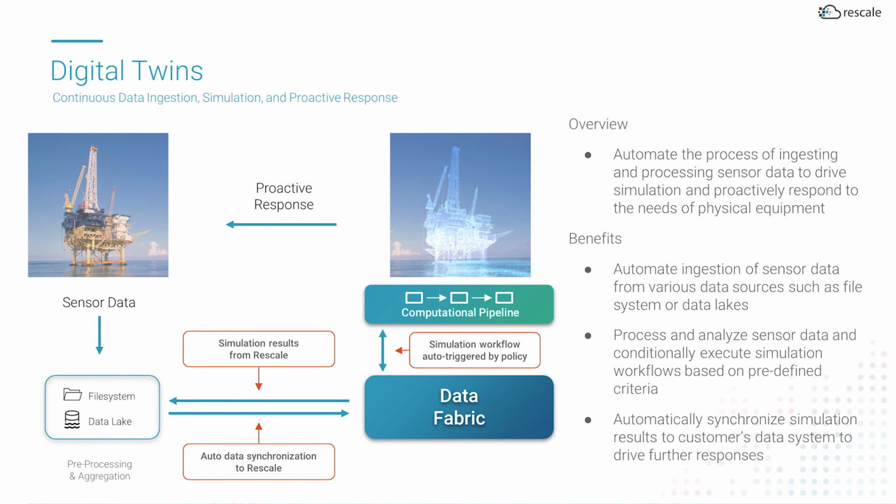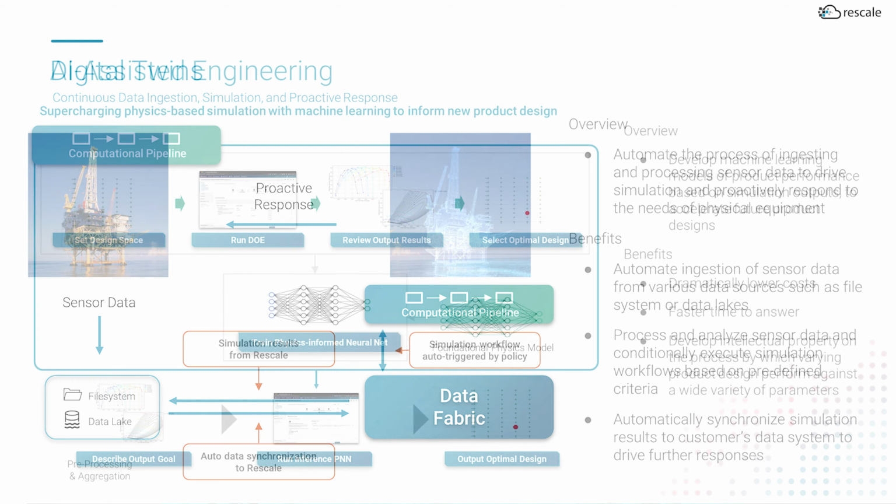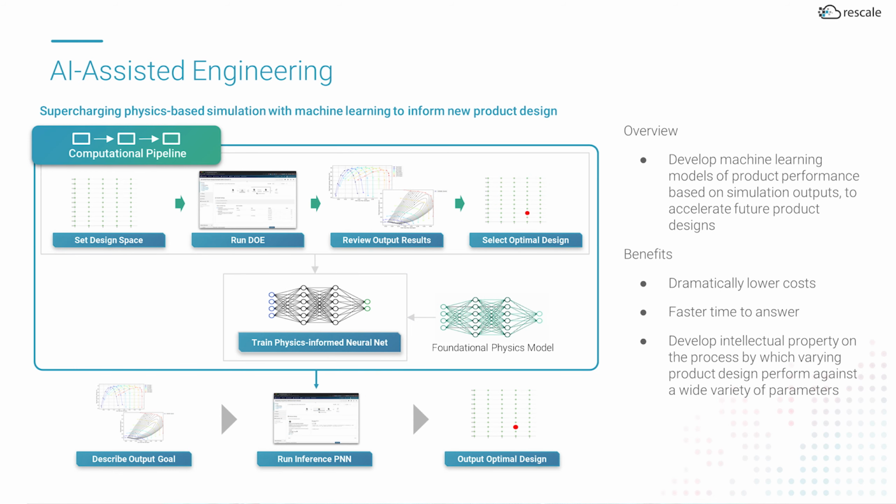In a digital twin example, sensor data from product and operations can trigger simulations that can help identify likely scenarios that may occur. In this scenario, IoT data from an oil platform is passed into the Rescale data fabric, which triggers a series of simulations whose results can be reviewed by teams to identify whether a response is needed to perform preventative maintenance. Computational pipelines also have a role to play in AI-assisted engineering.